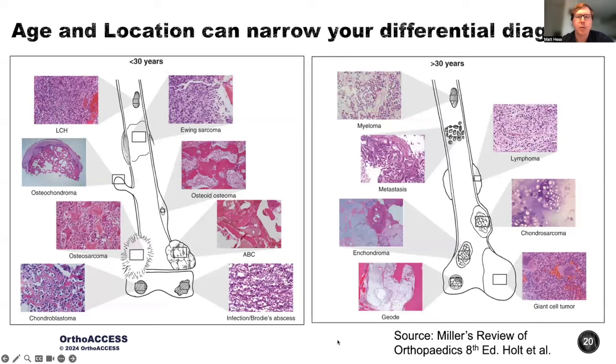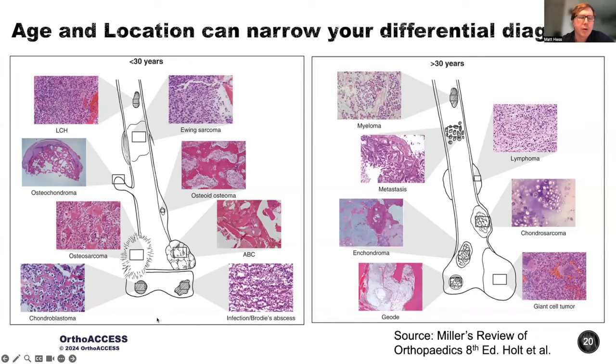Really, what you need to know is that age and location can really narrow your differential diagnosis. And what we'll also go through is how using simple radiographs can really help narrow and determine your differential diagnosis. So this is just one example from the Miller Review written by Dr. Ginger Holt, which you can refer back to.